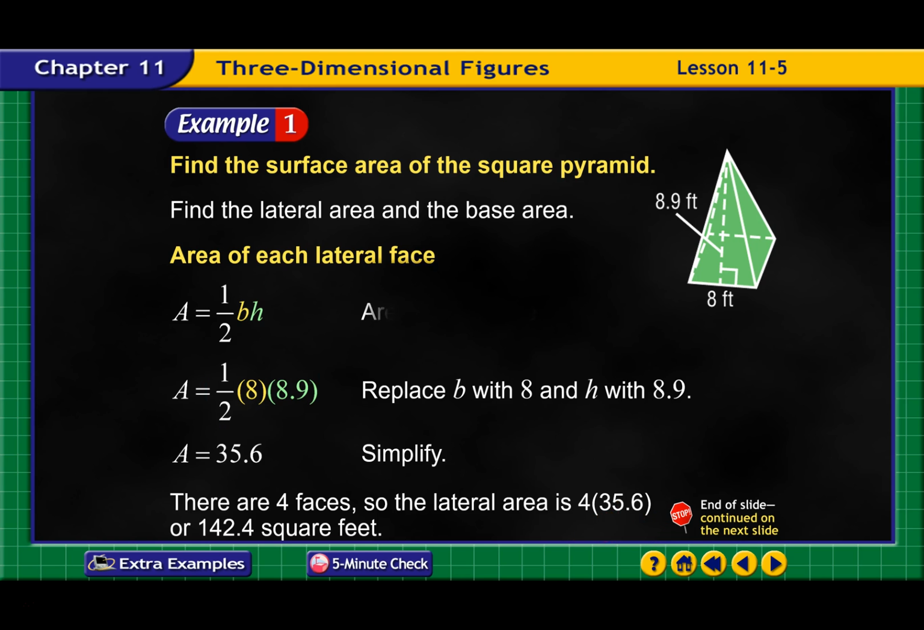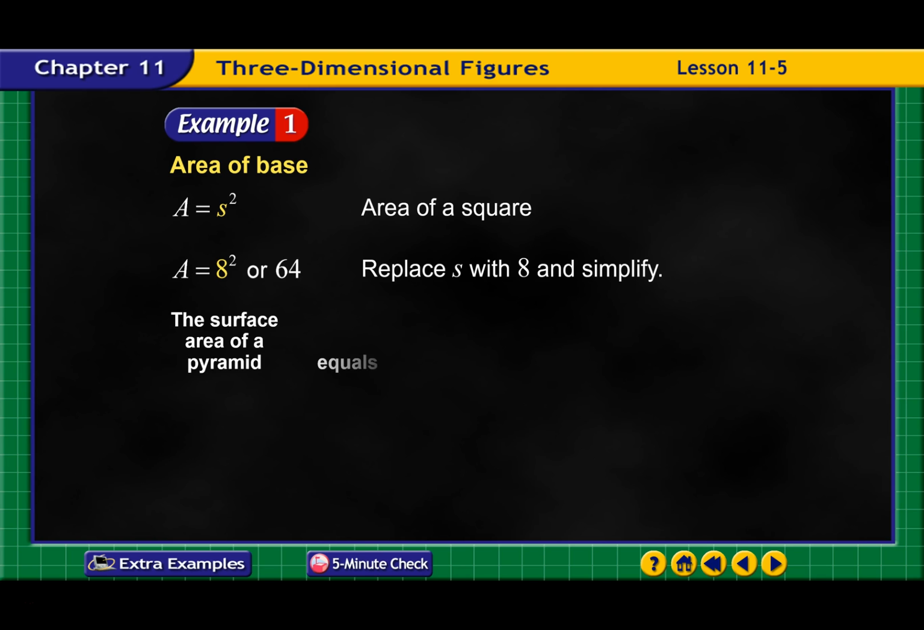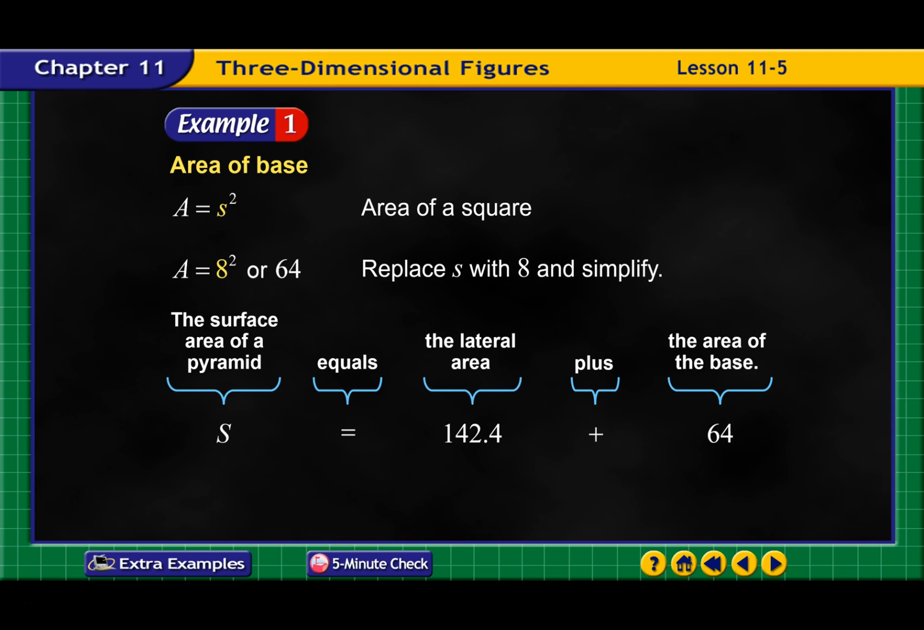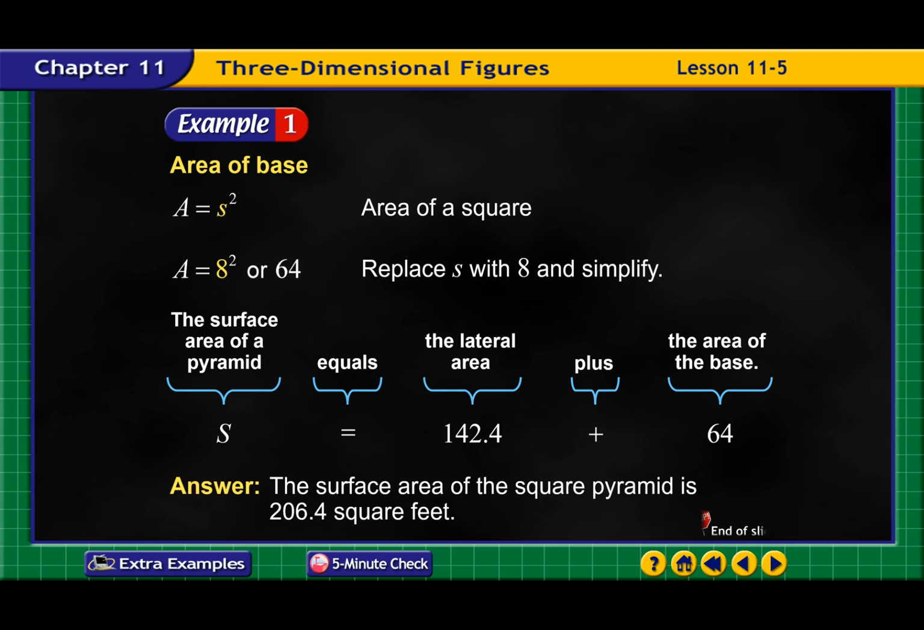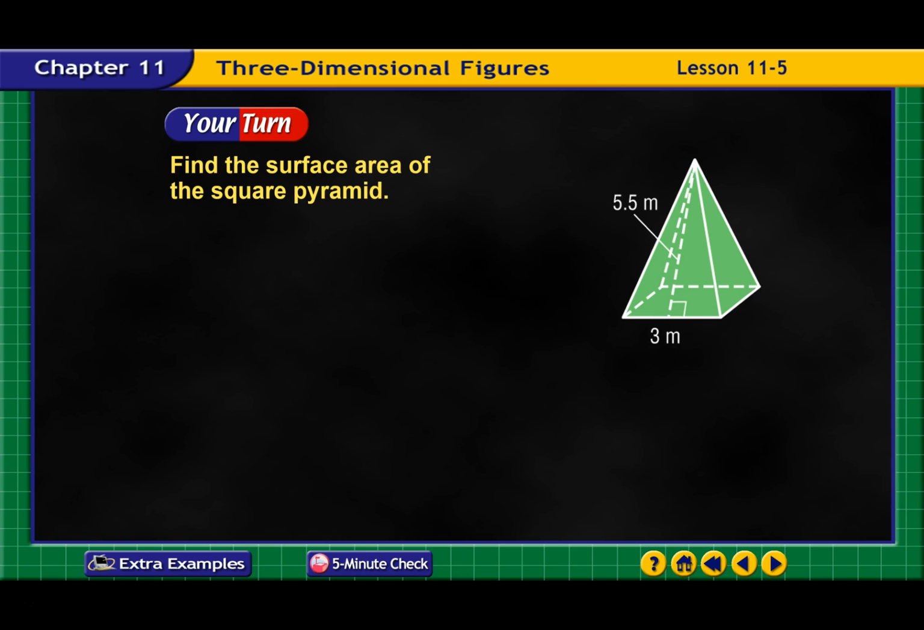I like that better. So then you take the area of the base, the area of the square. That was 8, so 8 times 8 is 64, or 8 squared. So now we're going to add all those things together. Surface area is the lateral area plus the area of the base. Add them together, we get the surface area of the square pyramid is 206.4 square feet. All right, pause the video, give this one a try.